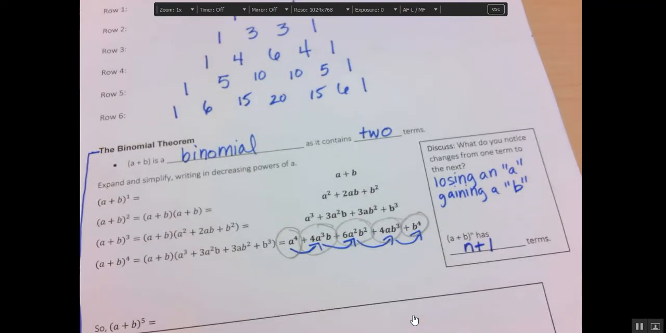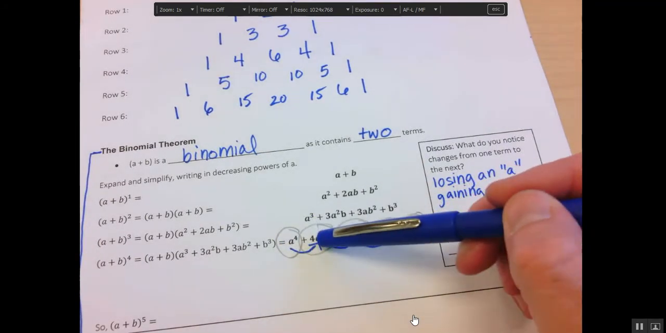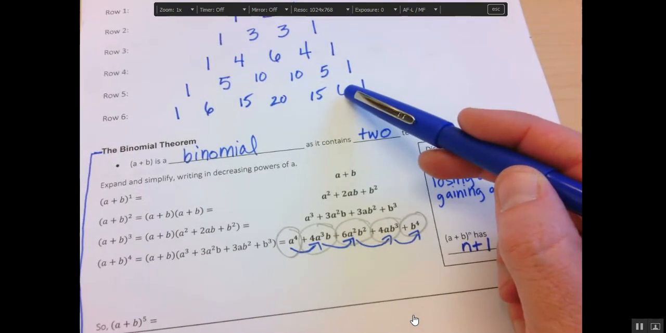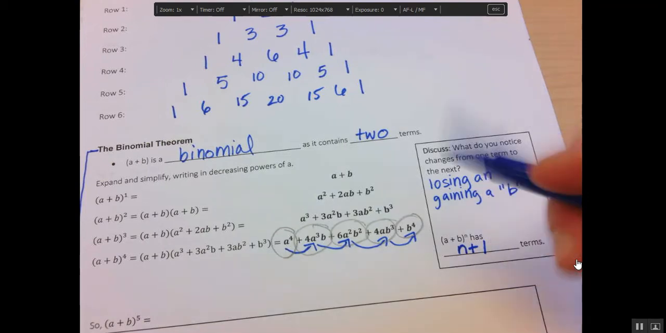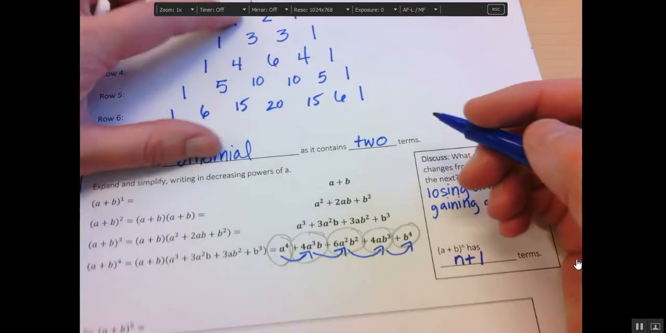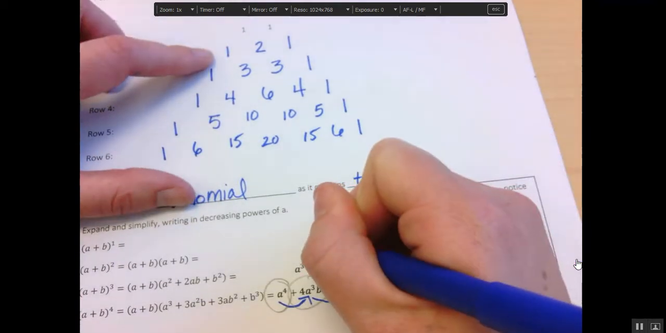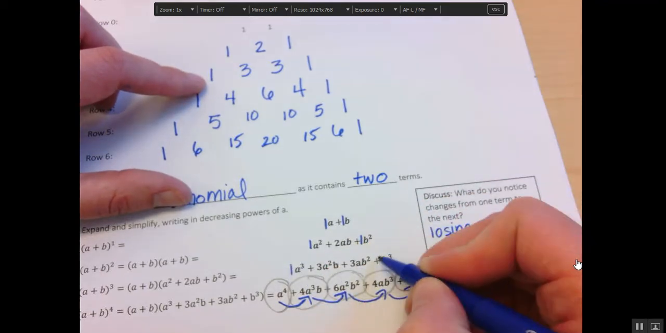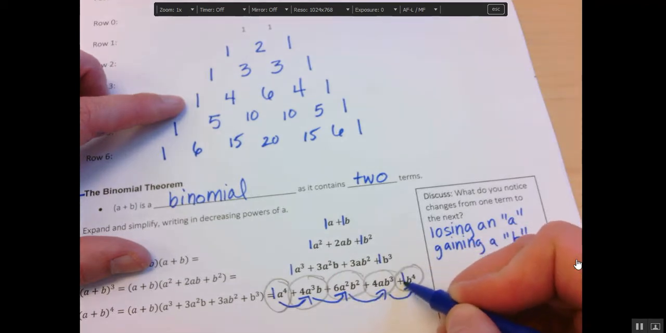Okay, I want you to take a minute and see if you can see a relationship between the coefficients in these binomial expansions and Pascal's triangle. All right, if you're watching a video, I want you to pause the video and see if you see the relationship. All right, so what you guys are noticing is that the coefficients are coming from the rows of the triangle. This row is 1, 1. This row is 1, 2, 1. 1, 3, 3, 1. 1, 4, 6, 4, 1.